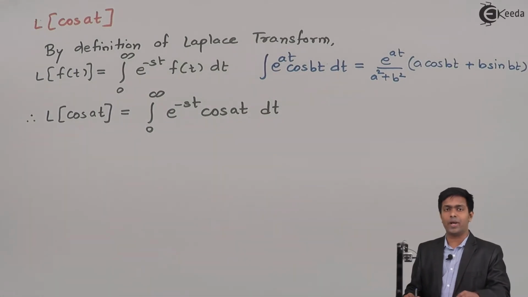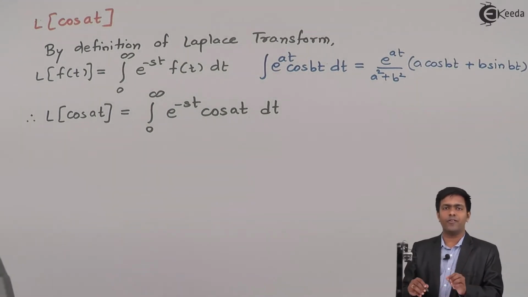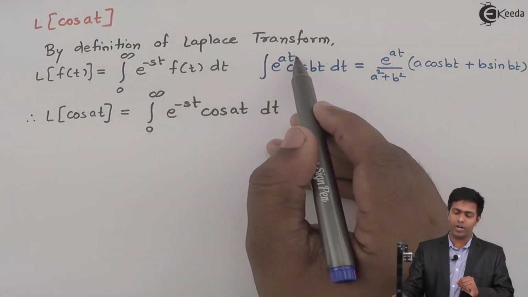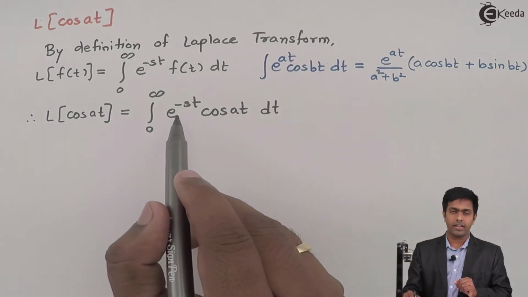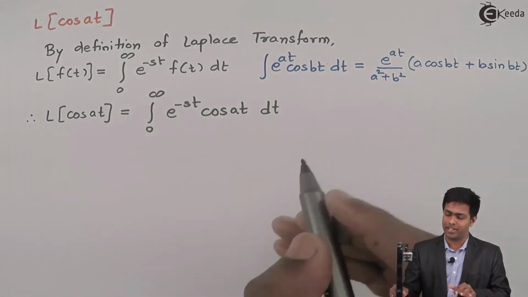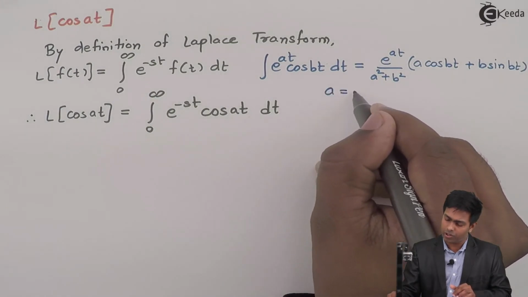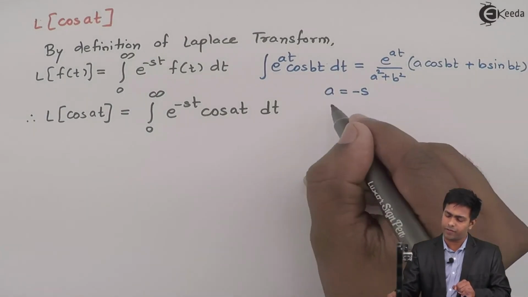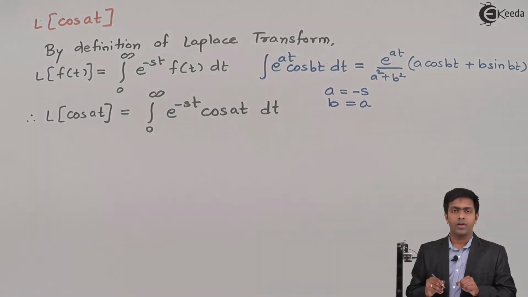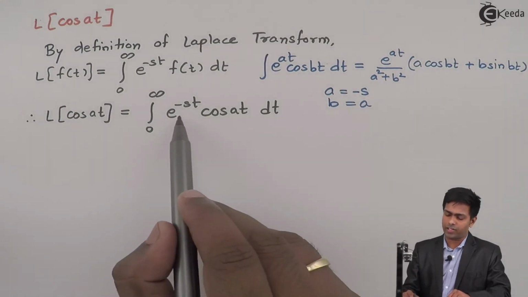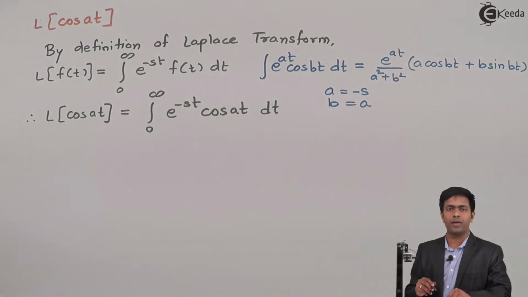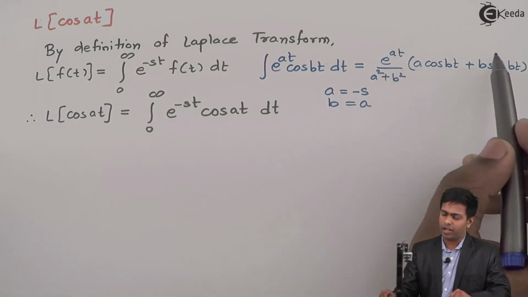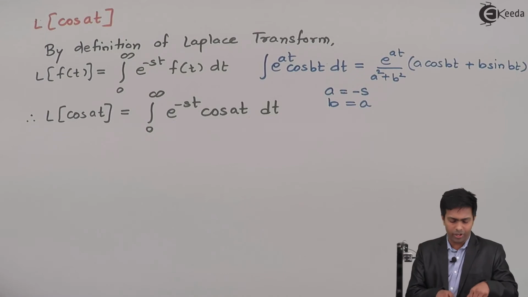Now let's compare our term with the formula. Here we can see that this e raised to at is equal to e raised to minus st. It means we should have a equal to minus s, and if cos bt is cos at, then we should have b equal to a. So to get the value of the integration of e raised to minus st cos at by this formula, we will substitute a as minus s and b as a on the right-hand side.